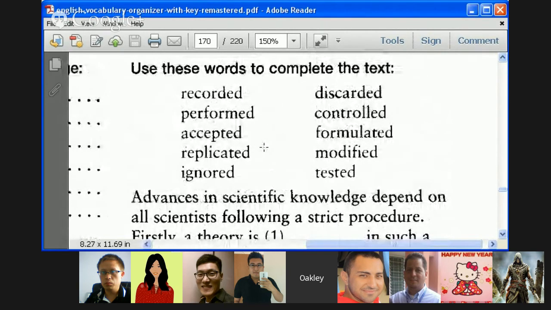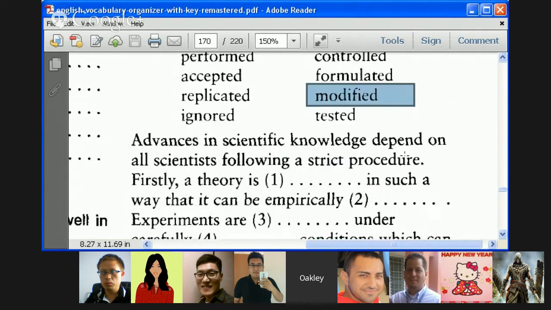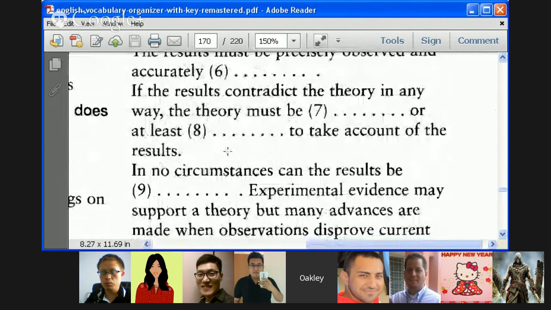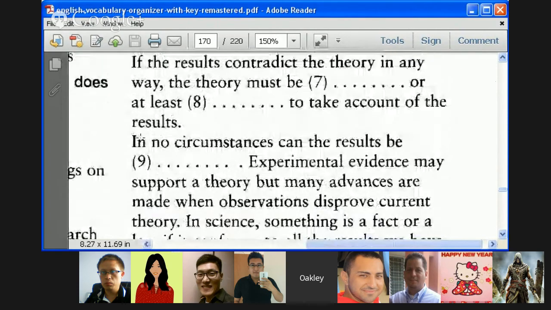Changed slightly. Which word means to change? To modify. To modify something, to change it a little bit. So if there are contradictions, then the theory has to be, at the very least, changed. Okay, that's it. Javier.